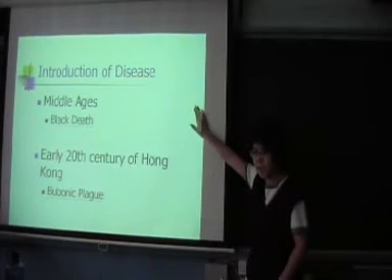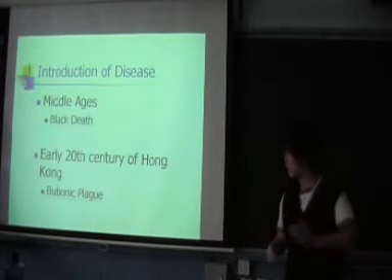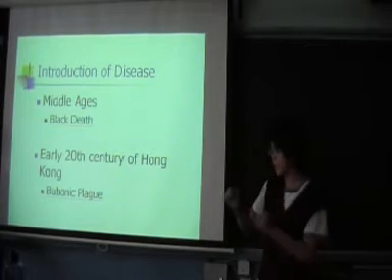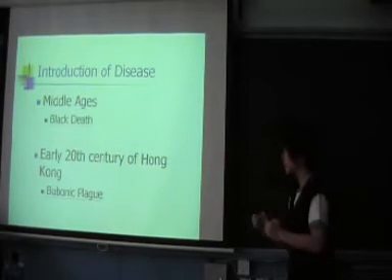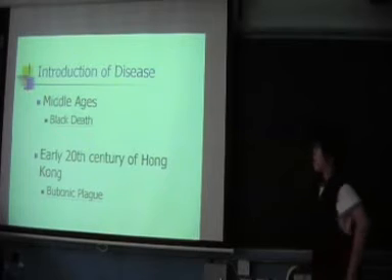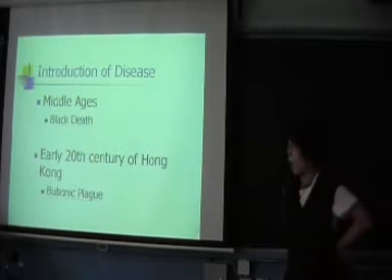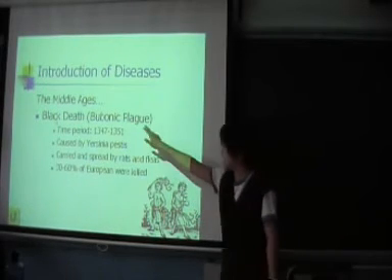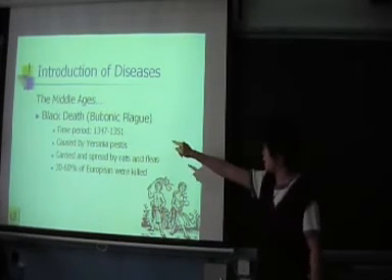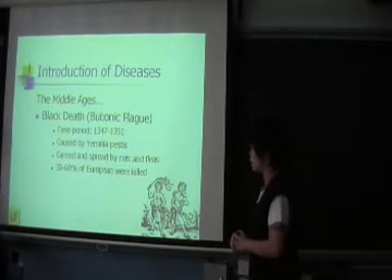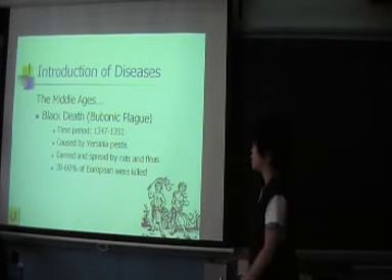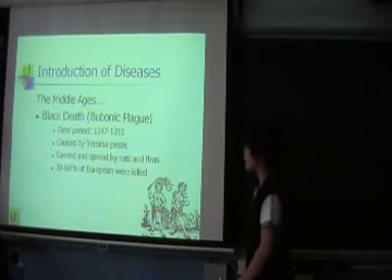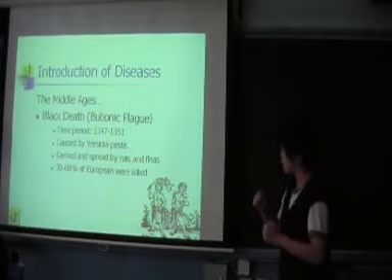But this is the first pandemic. It means almost the whole world was infected. And this is the third time, about 600 years later. So this bacteria is very, very awful. So the Middle Ages, this is the bubonic plague, and the time period is about 1347 to 1351. It is the first pandemic, and it's caused by Yersinia pestis, carried and spread by rats and fleas.